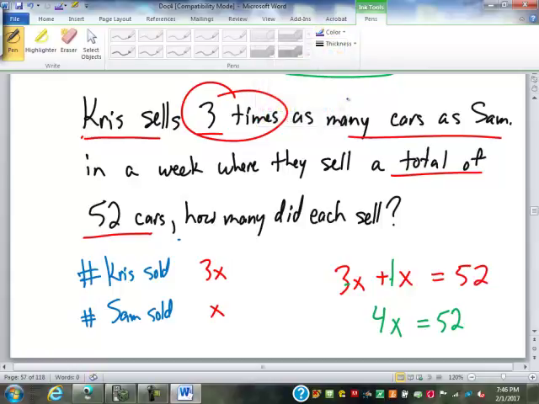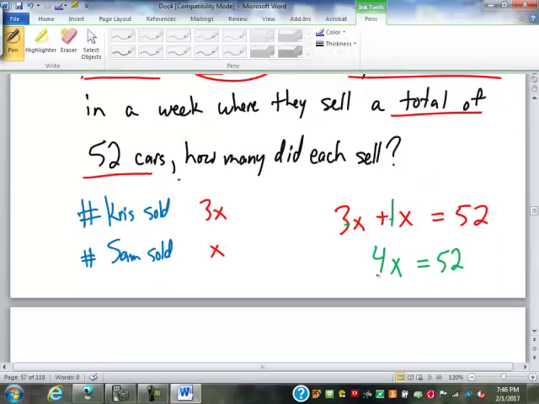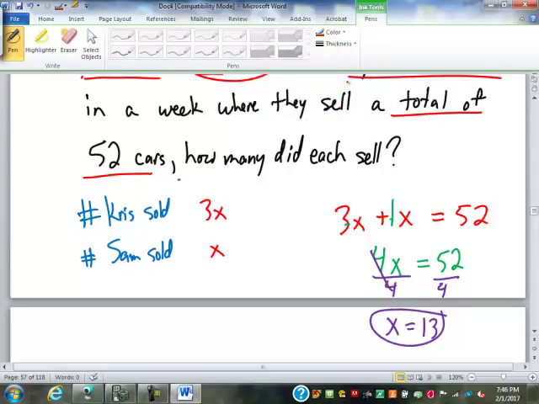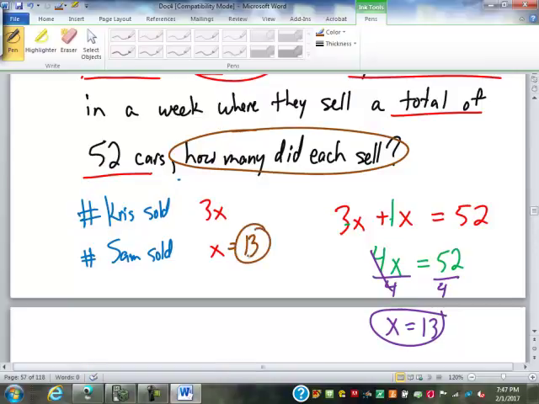And now we solve that by doing what? Divide by 4. So x equals 13. Are we done? Say no. Why not? Yeah, we have to answer the question. The question's asking how many did each sell? Well, x is 13. That's how many Sam sold. Chris is 3x. That's 3 times 13, which is 39. That's how many Chris sold.